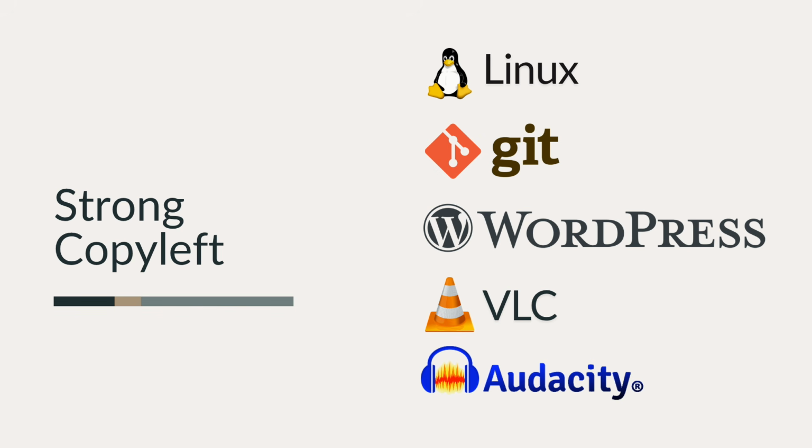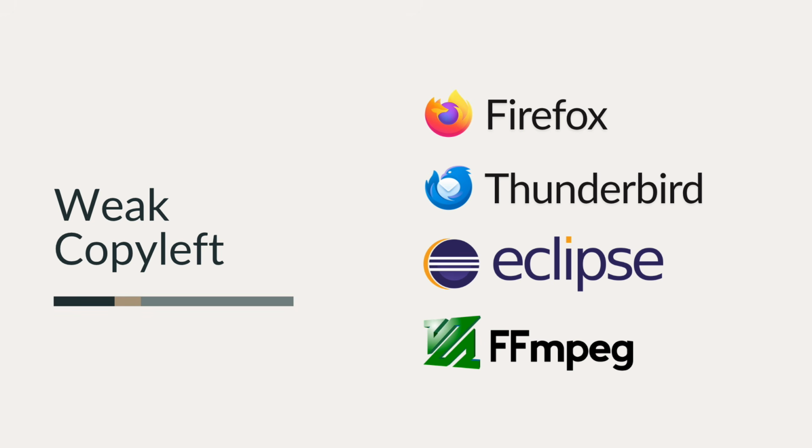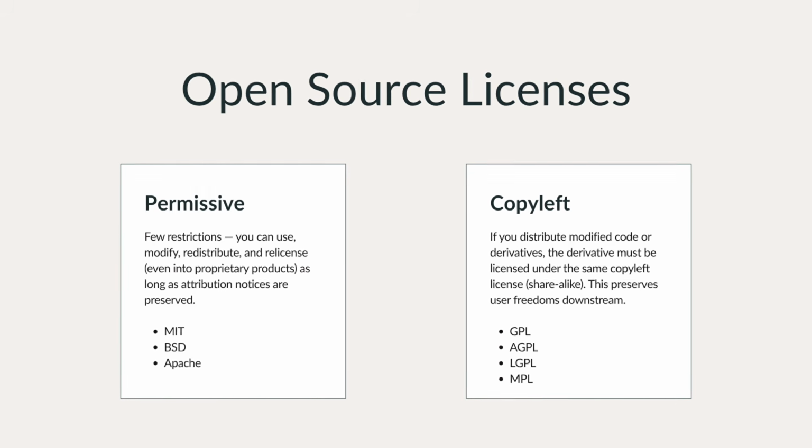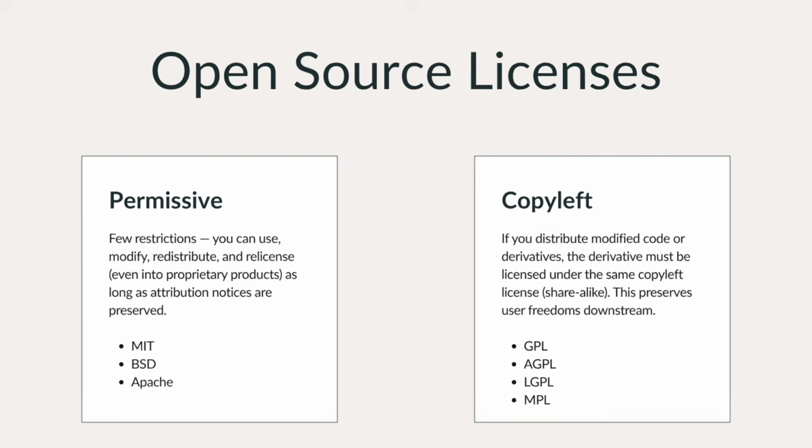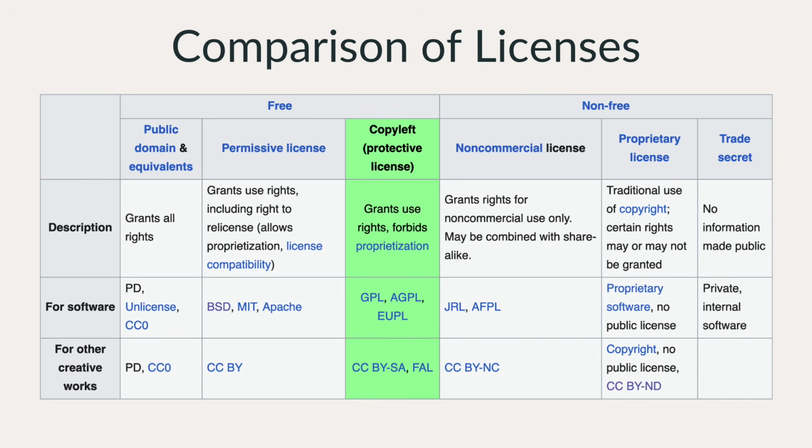Copyleft or weak copyleft licenses are used for many of the best-known open-source projects, like Linux, Git, WordPress, VLC, MySQL, and Firefox. Copyleft licenses differ from permissive licenses like the BSD, MIT, and Apache licenses. Under permissive licenses, there is no requirement for derivative works to be reciprocally licensed. That means that permissive licenses allow derivative works to be closed source.